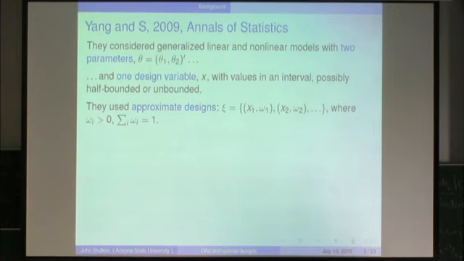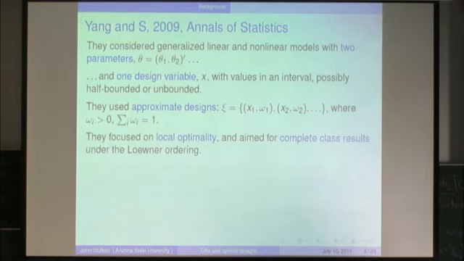What we used there is the approximate design setup, as you have seen in other talks as well. So we have design points x1, x2 with corresponding weights. And we focused on locally optimal designs, but not on a particular optimality criterion. What we were hoping for is to come up with so-called complete class results under the Loewner ordering.